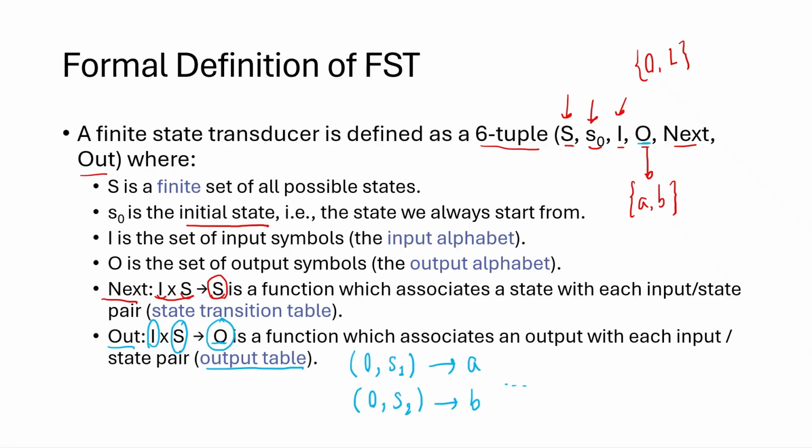So overall, this is the mathematical definition of a finite state transducer. You need to provide 6 pieces of information. One more time: the set of all states, what your initial state is, what your input symbols are, what your output symbols are, how the state transition works through the next function, and how the output works through the last piece, which is the out function.